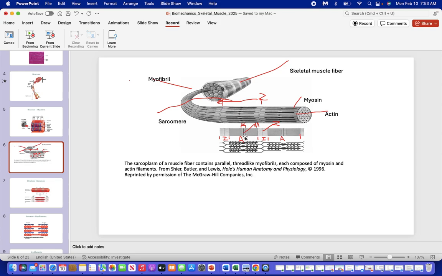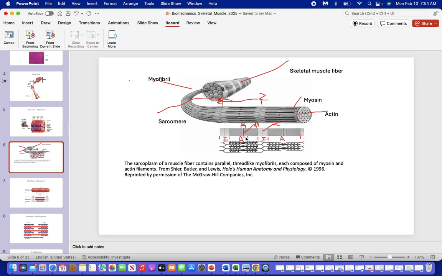And then the A bands here, that whole thing, contains the thick, rough myosin filaments, and each one is surrounded by 6 thin, smooth actin filaments. And then the I band contains only actin filaments. In both bands, the protein filaments are held in place by attachment to Z lines, which adhere to the sarcolemma.